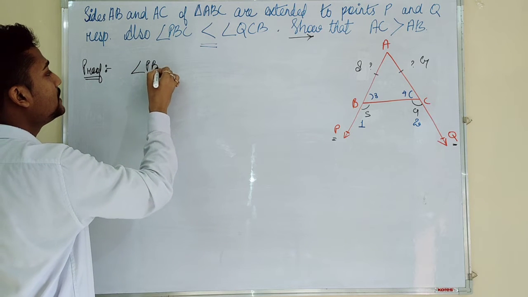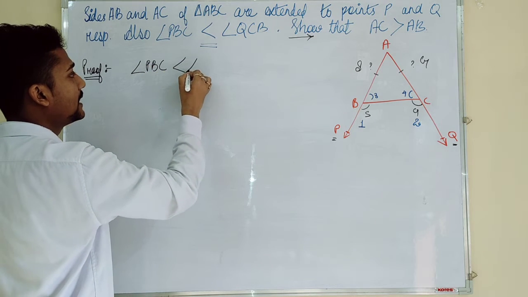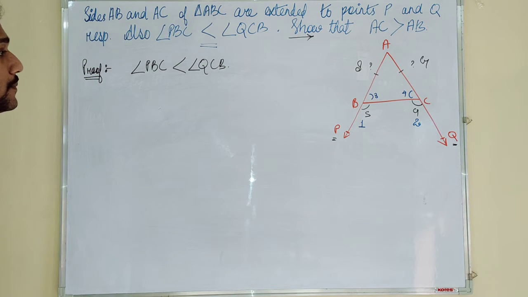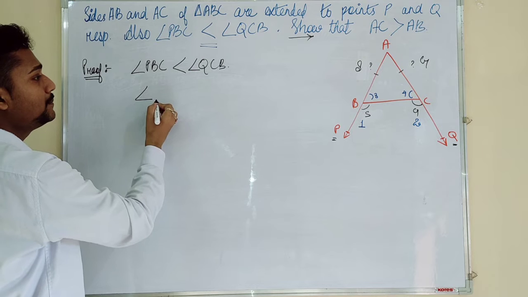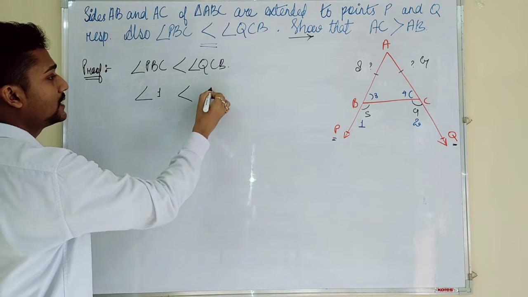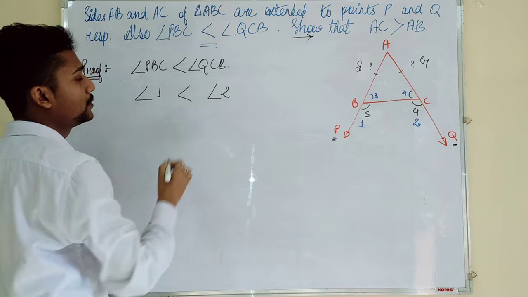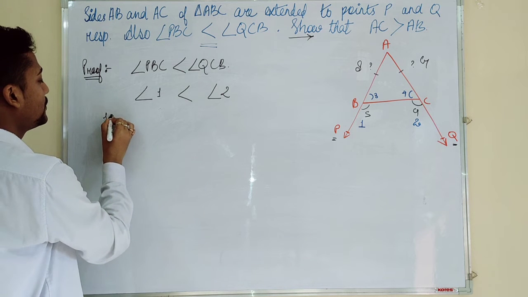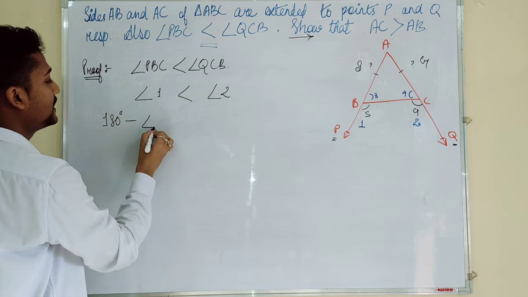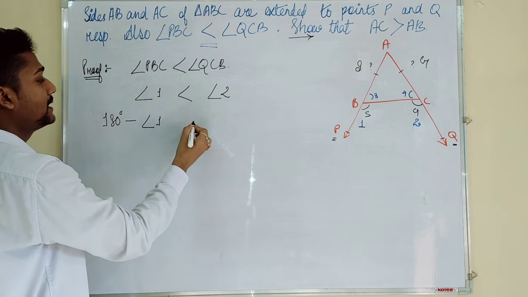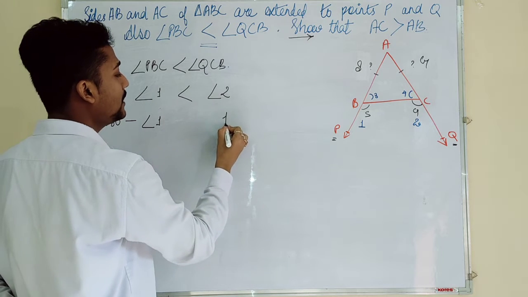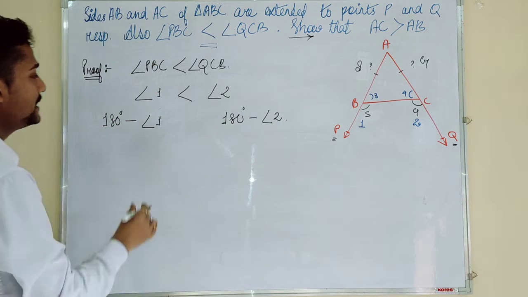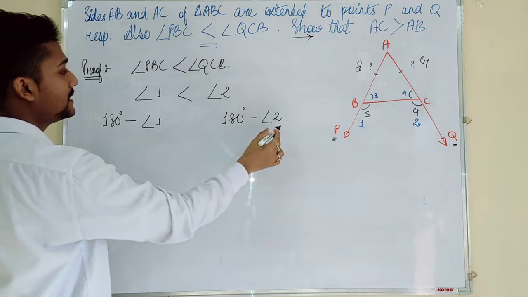Angle PBC is smaller than angle QCB. That means angle PBC, which is angle 1, is smaller than angle QCB, which is angle 2. Now if I deduct them both from 180 degrees, we get 180 degrees minus angle 1, and 180 degrees minus angle 2.